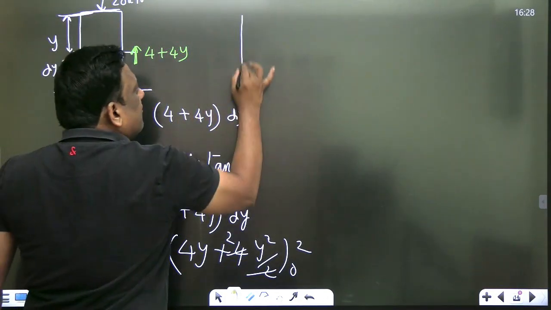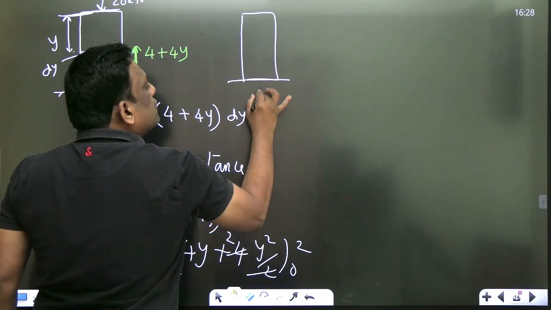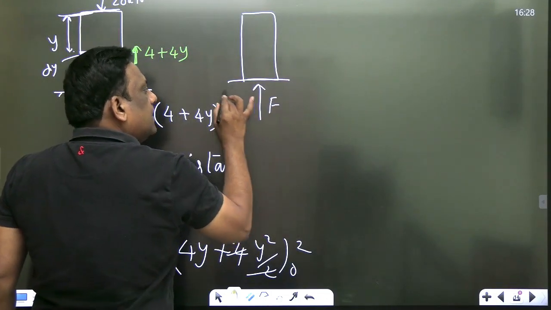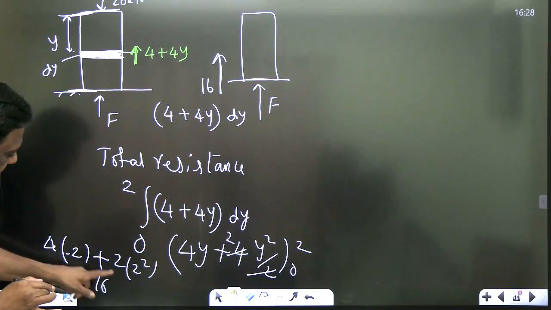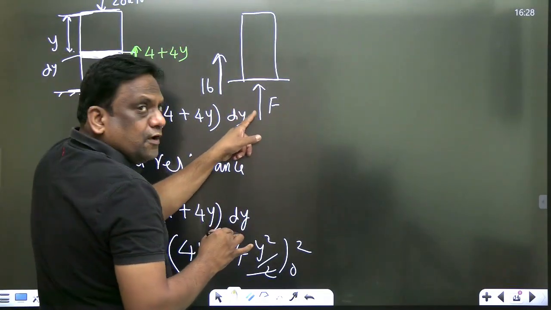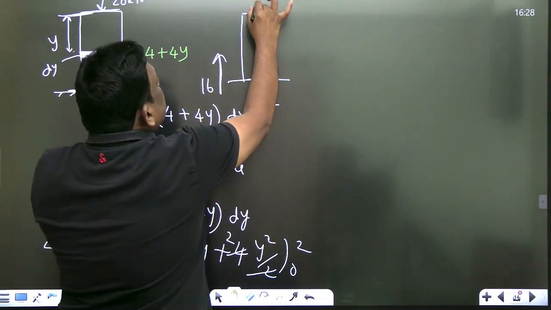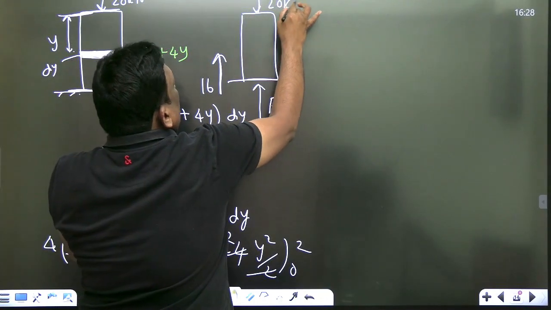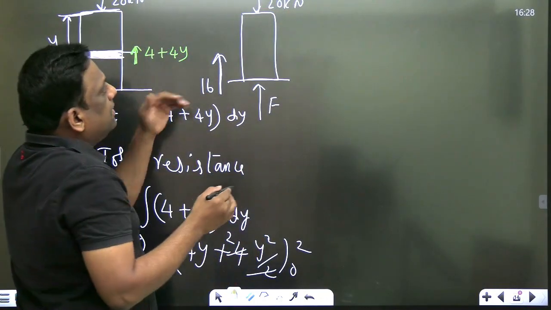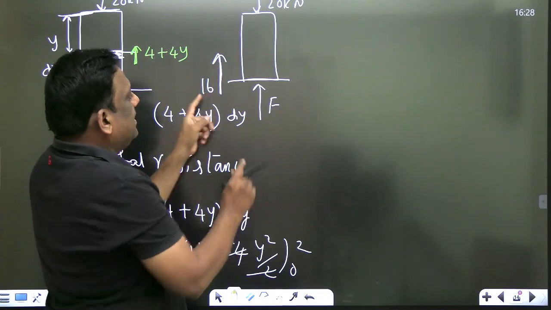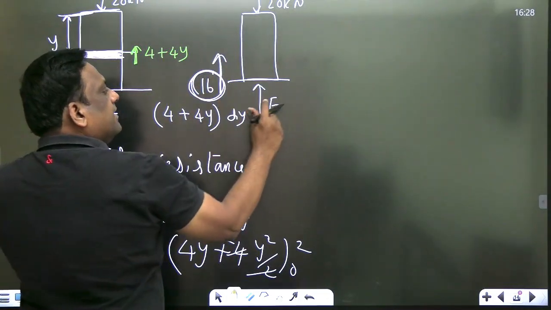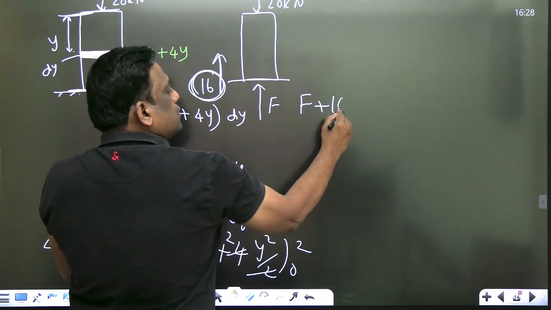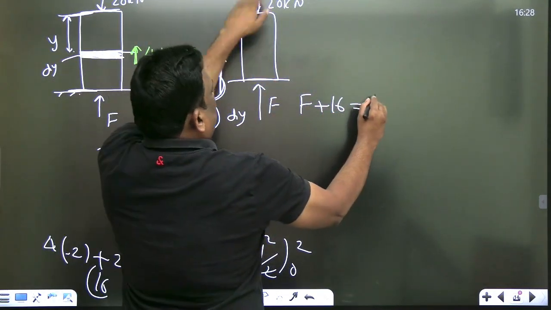So observe clearly, he is asking how much force is required to apply. The total soil resistance is 16, plus this force F, plus there is a 20 kilonewton load. Sum of the downward is equal to sum of the upward. The total soil resistance is 16. This will be upward. This F plus 16 is total upward, should be equal to total downward.